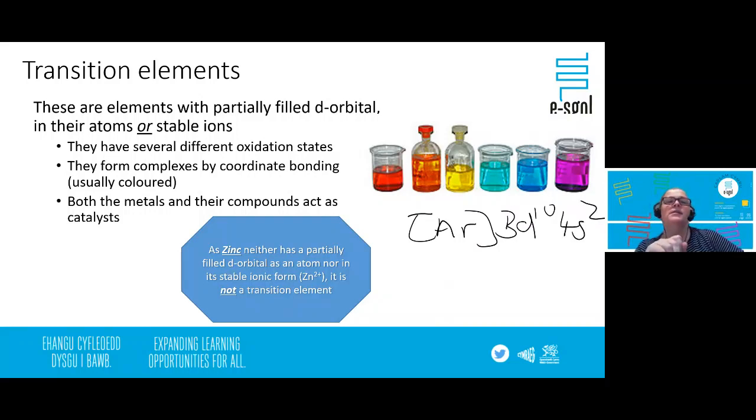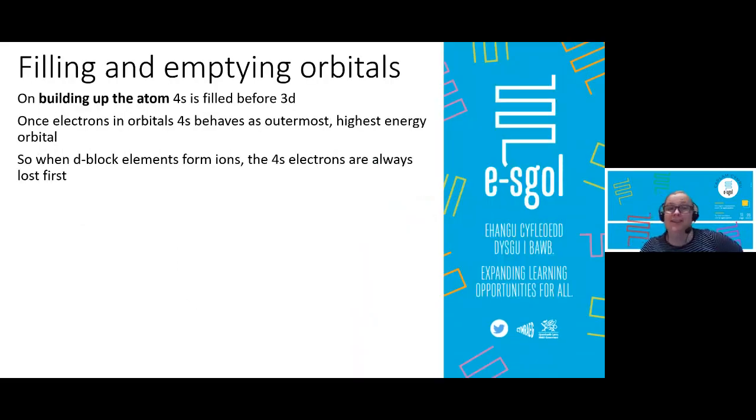Now we know that its only stable oxidation state is +2. So what happens is that it loses them, leaving that d orbital still filled. So it's not got a half or partially filled d orbital either elementally or ionically. So it's not a transition element. It's a d block element, but it's not a transition element.